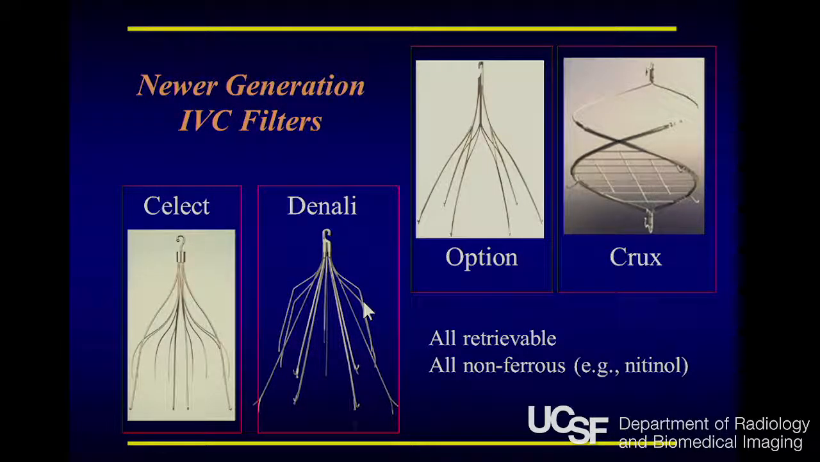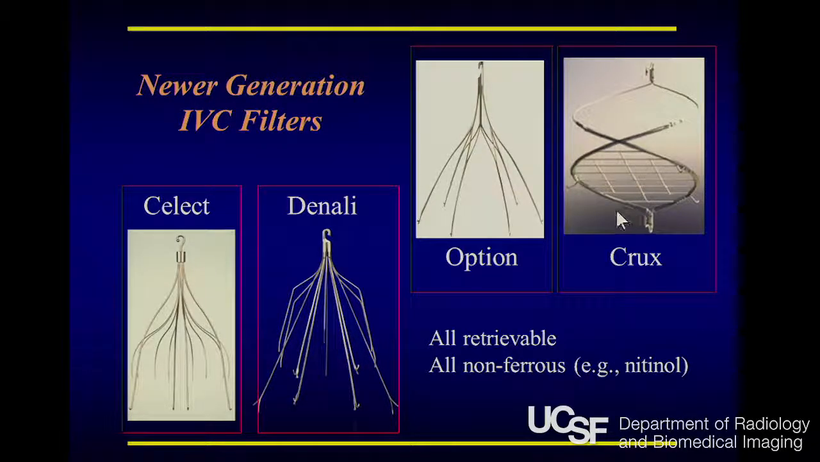This slide shows some of the newer generation filters that are on the market now, and we're using a lot of these in our practice. They're all retrievable, and they're all nitinol. Most of them have that conical shape that was first introduced by the Greenfield filter: the Celect, the Denali, the Option filter.